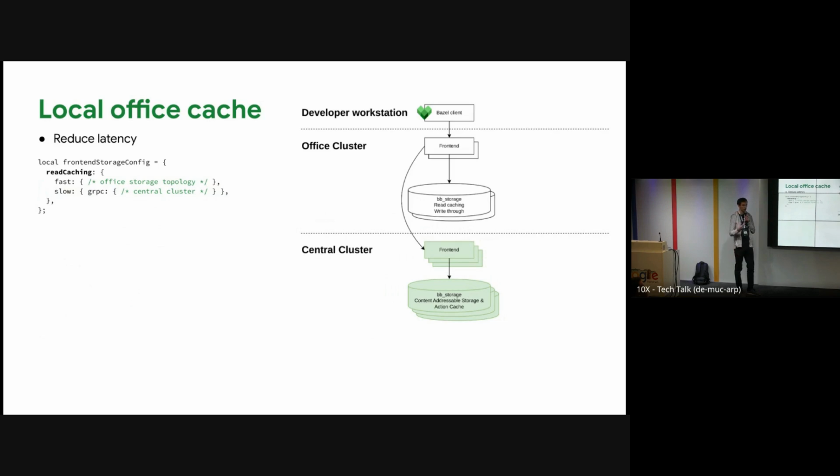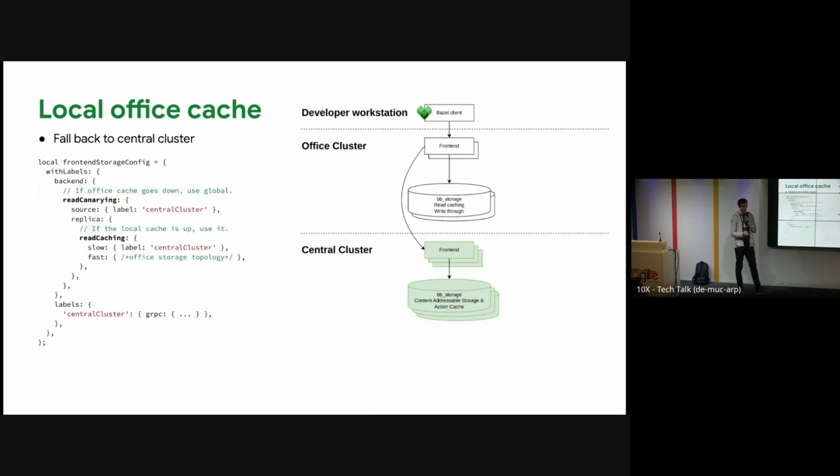Now, we have multiple offices, so it's good to have an office cache to reduce latency. Let's have the central cluster somewhere in the cloud, and then let's add an office cluster with the front end and the local storage there. And then you get read caching with a fast office storage and a slow central cluster connection.